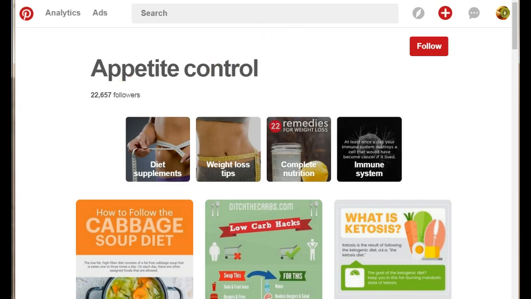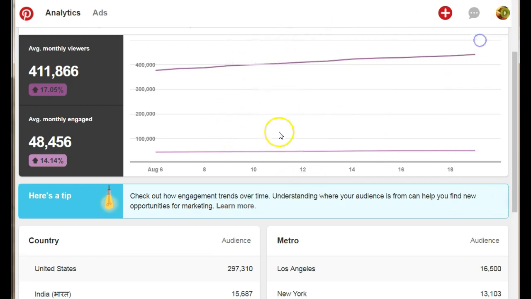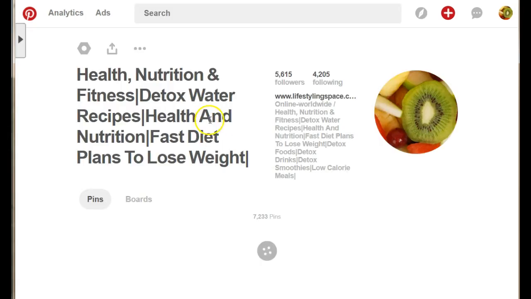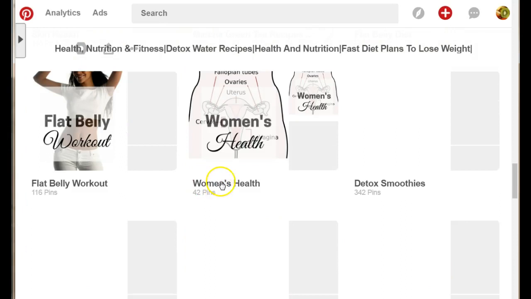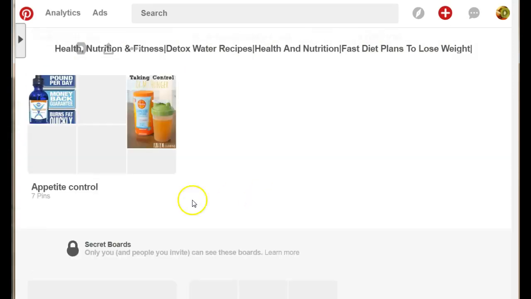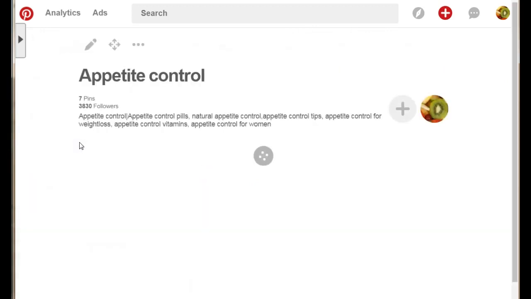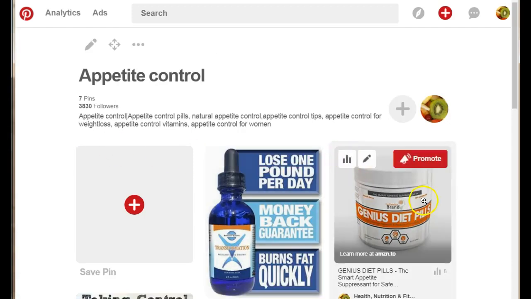So I'm going to go ahead and show you the board. I don't actually have a lot of pins on there. I created that particular board, and I added a few pins to it. Let me just go to my boards and go all the way down, because it is the newest board that I created on my account. So yeah, you see, it's the last board. I created this a few days ago, yesterday, I think, 2 or 3 days ago, and before that I created another pin.